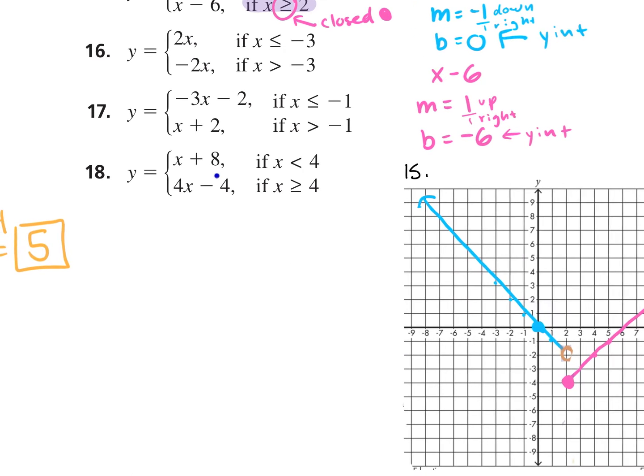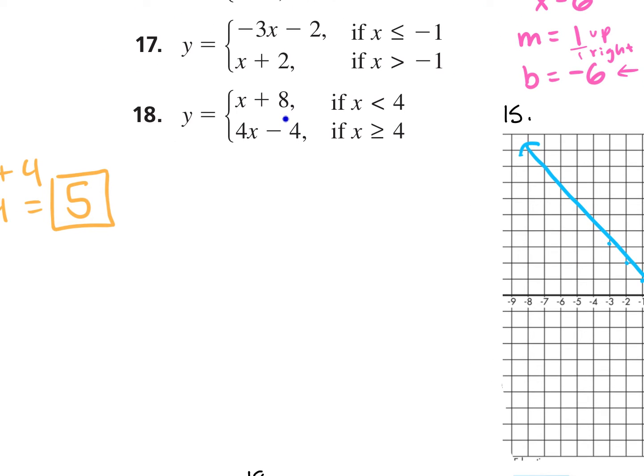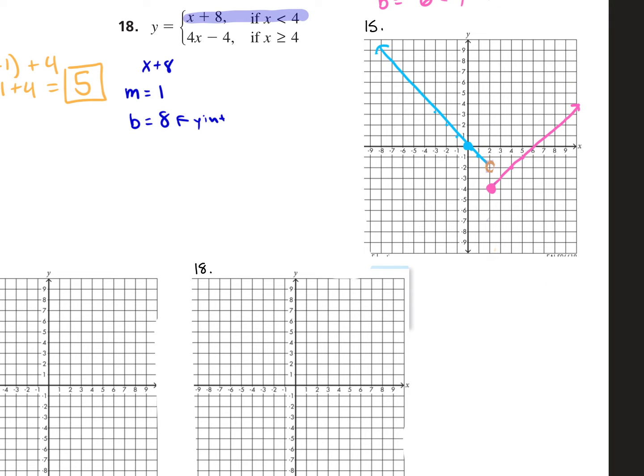All right, let's also graph 18. So we start with one piece at a time. I'm going to start with the first one. So I have x plus 8. What is my slope? 1. What's my b? 8. So my y-intercept is 8. What would I graph first? 8. I'm going to put a point at 8 on my y-axis.